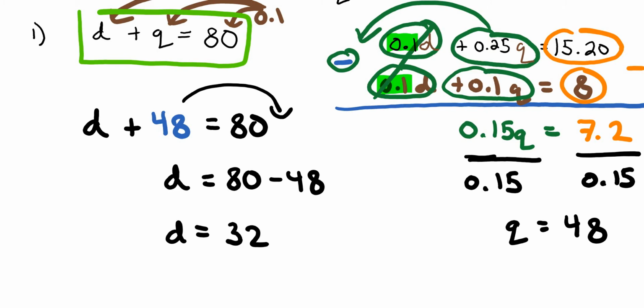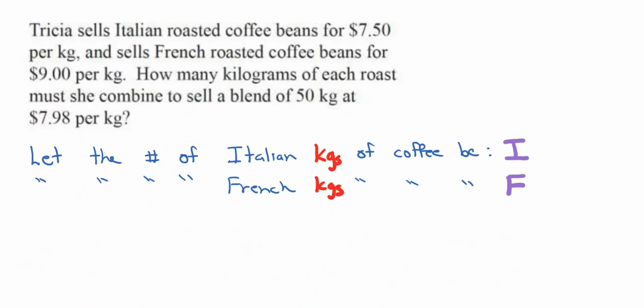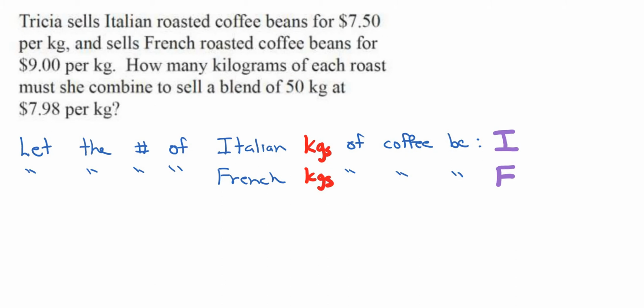Okay, let's move on to the next question here. Trisha sells Italian roasted coffee beans for $7.50 per kilogram. That's key, $7.50 per kilogram. And sells French roasted coffee beans for $9 per kilogram. How many kilograms of each roast must she combine to sell a blend of 50 kilograms at $7.98? Okay, so I've gone ahead and I've written out two let statements already.